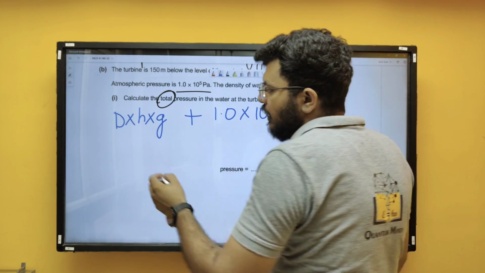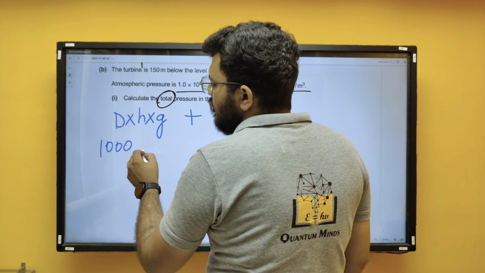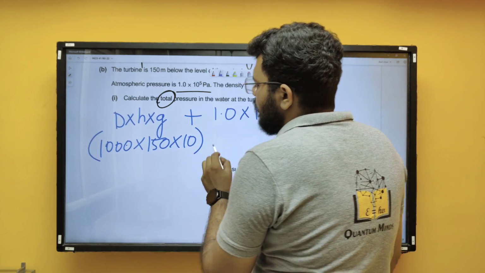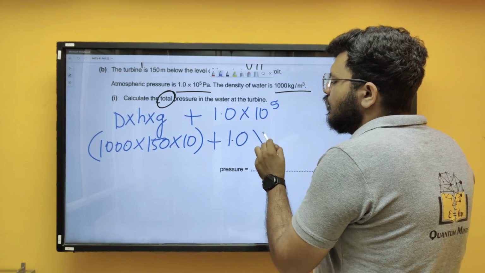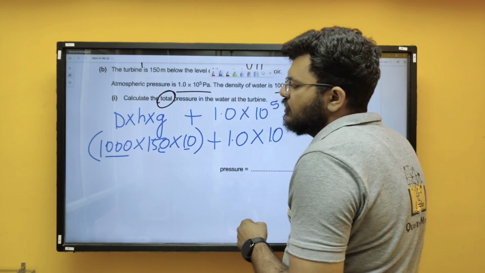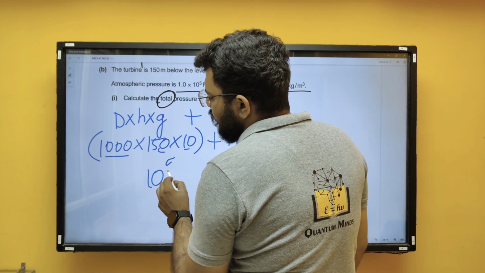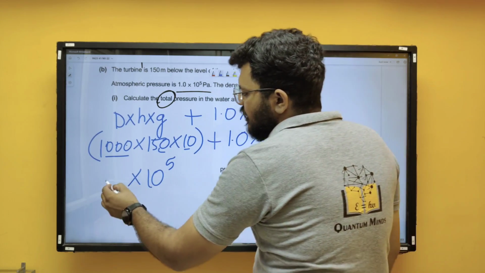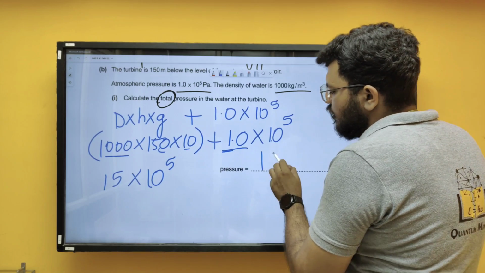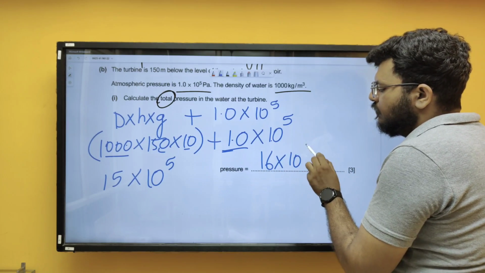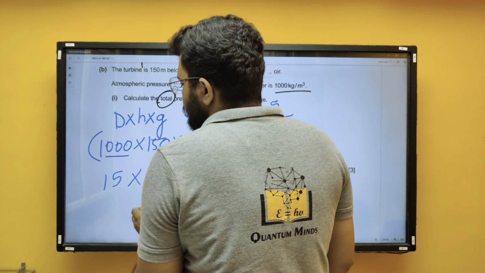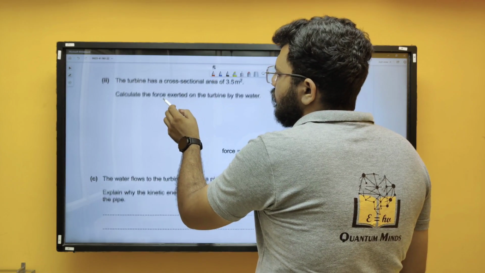Here you can use your calculator. Density is given as 1000, the height is 150, g we take as a constant 10, plus 1.0 times 10 to the power 5. Now we have 3, 4 and 5 zeros, so I can write 10 to the power 5 times 15. 15 times 10 to the power 5 plus 1 times 10 to the power 5 is 16 times 10 to the power 5 pascals. That is your answer.